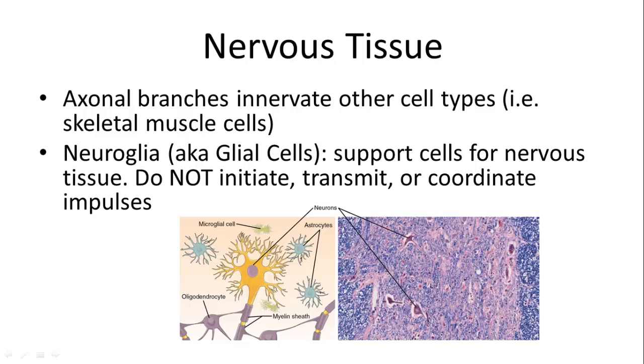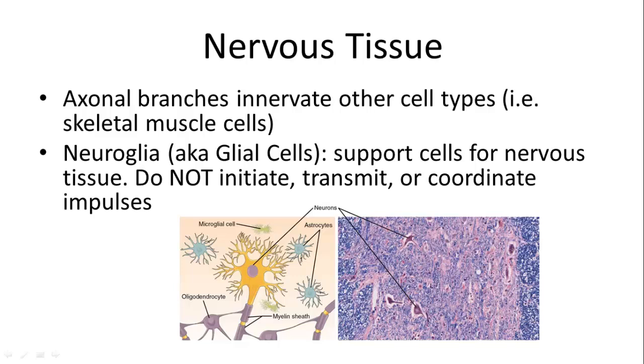Okay. Axonal branches innervate other types of cells, for example, muscle cells to excite them. But there are also other cells which are more supportive. So we have glial cells, which are important for, let's say, making insulative sheaths, which will make this signal transmit faster, or for immune function, or for creating a barrier between the blood so you don't get things you don't want around these neurons. Okay. All right, so that's nervous tissue.